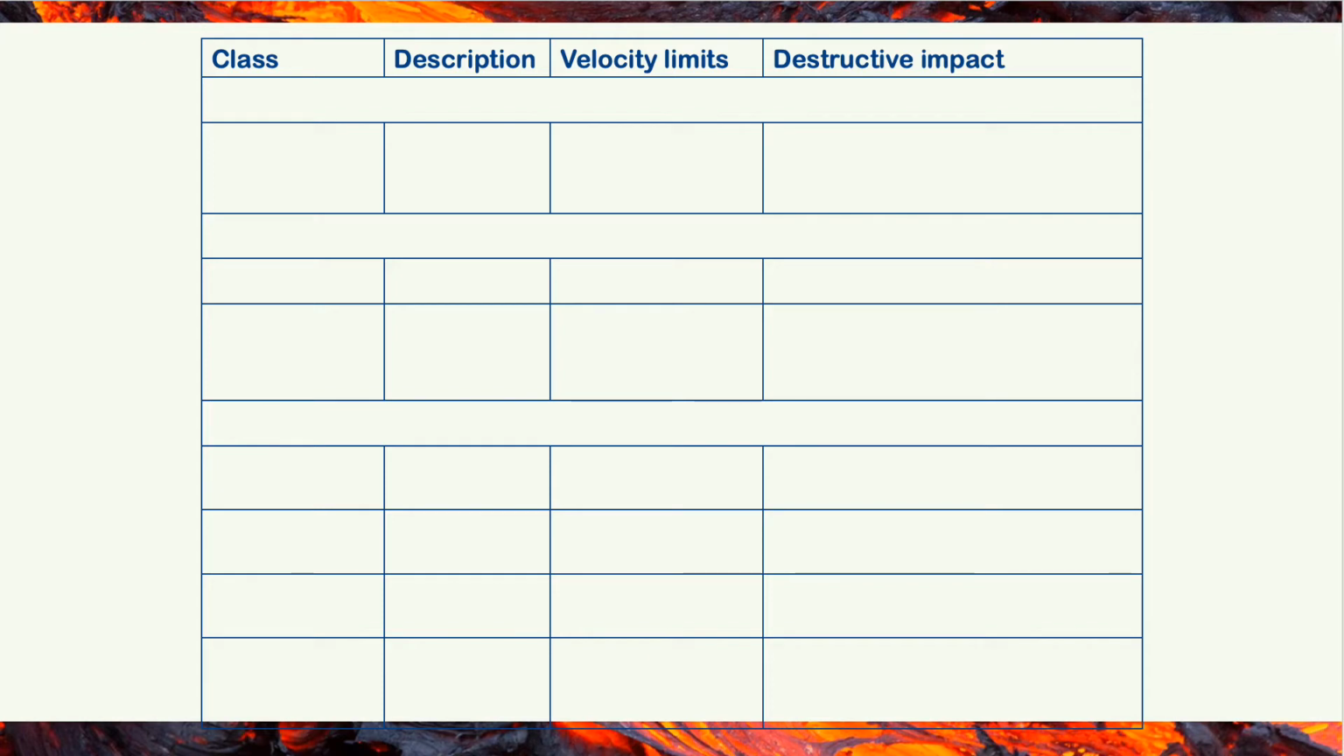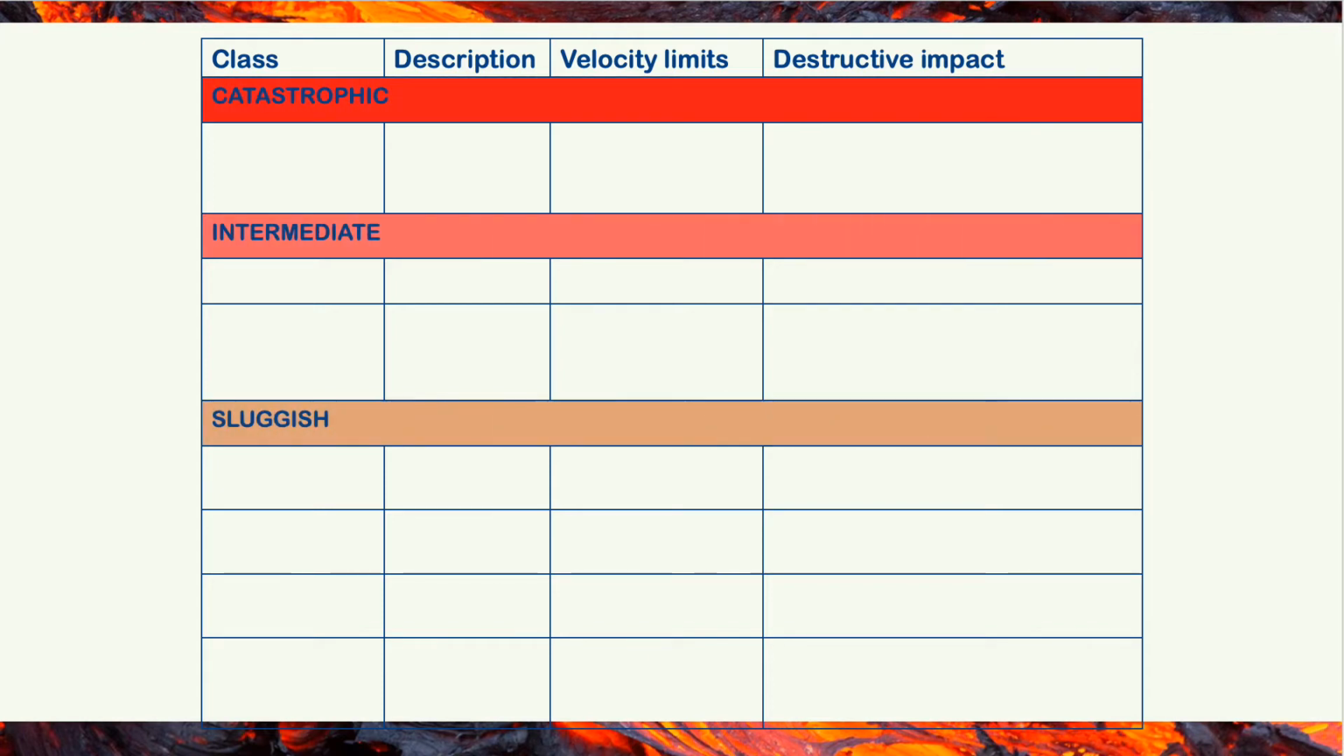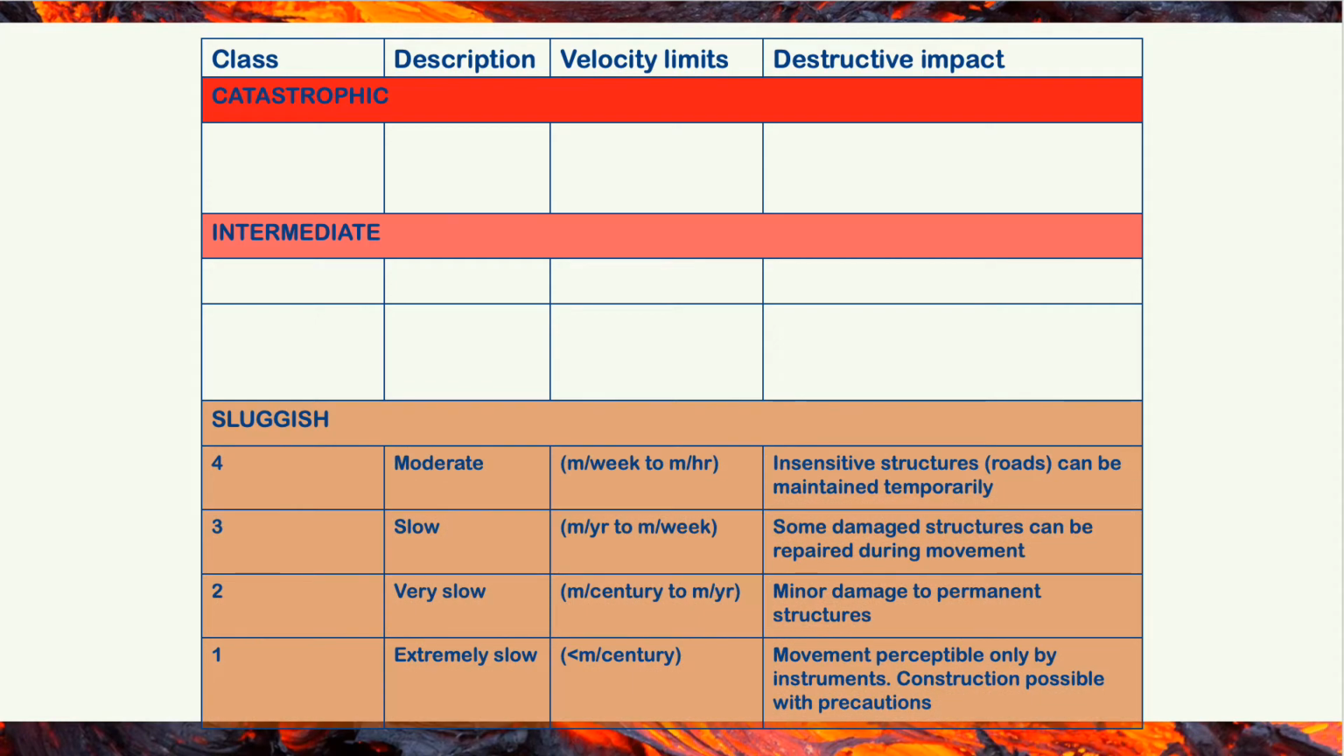A different categorization system we can use is to classify these things by the severity of their impact. So we can look at these things as being catastrophic, intermediate, or sluggish. So this is using 4 parameters, the class, which is given a numeric value. We have the description, which is based on the kind of speed of movement. We have the velocity limits, which are the actual speeds, and then the destructive impact that is generally associated with these types of flow.